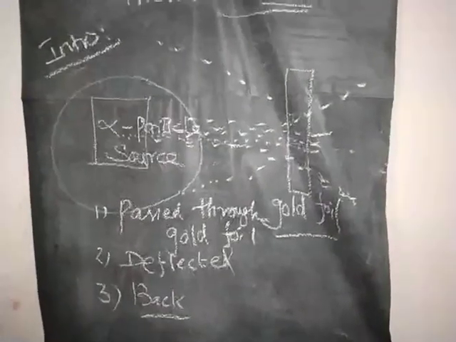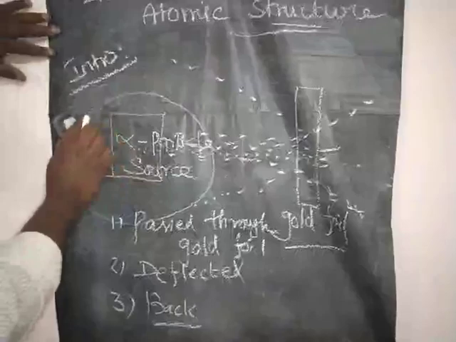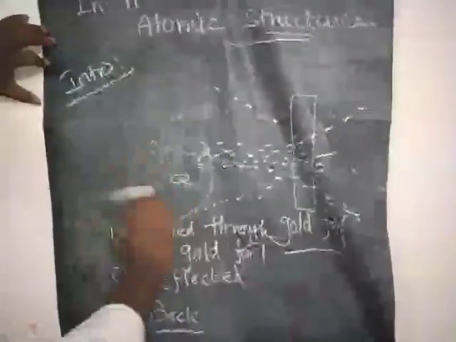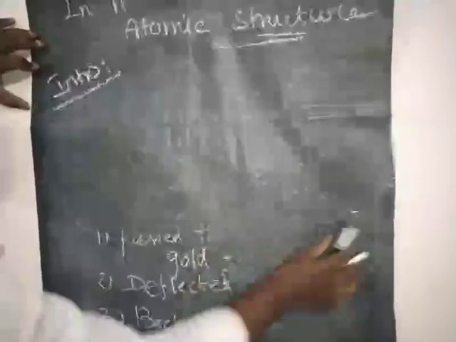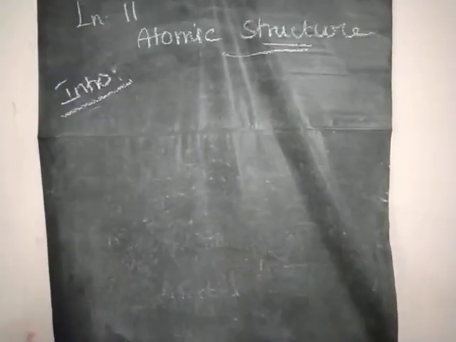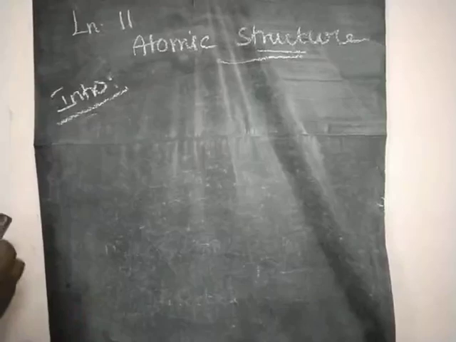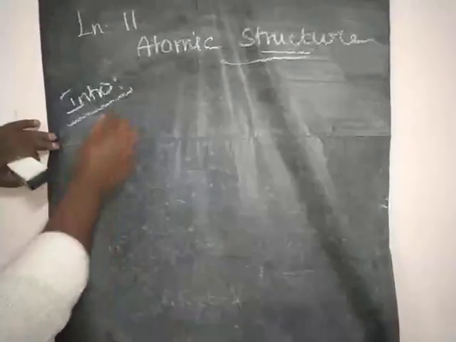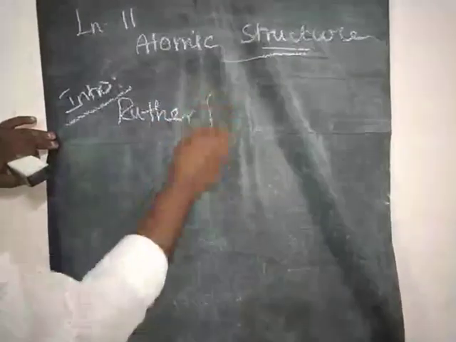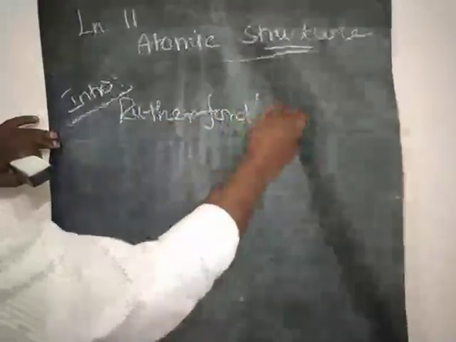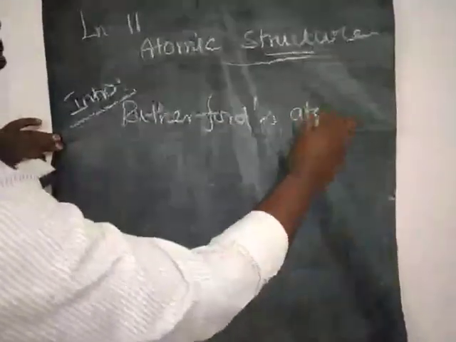What is the name of this experiment? Alpha particle scattering experiment. After conducting this experiment, Rutherford gave his name to the atomic model: the Rutherford atomic model. Now we will see the Rutherford atomic model.